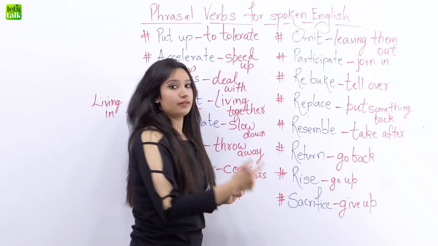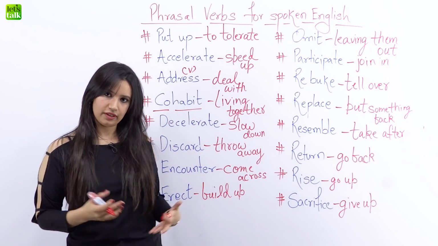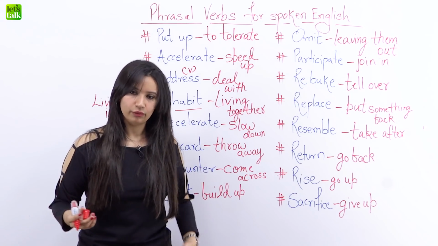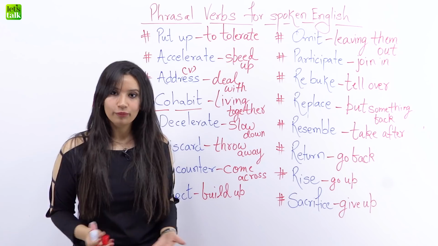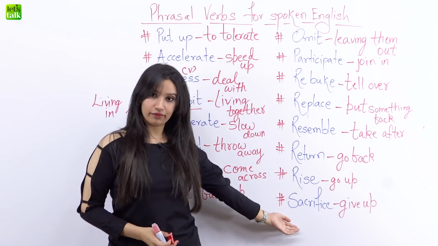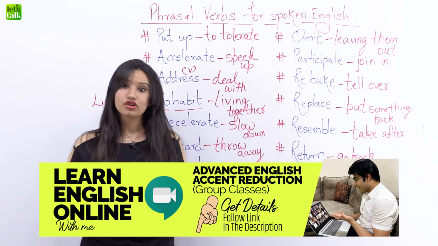If you're sharing someone's story who sacrificed something for somebody, then you would say that she gave up her job to take care of her sister, which means she sacrificed her job to take care of her sister. If you're writing that, then you will write sacrifice. But if you're speaking, you'll say give up or she gave up.